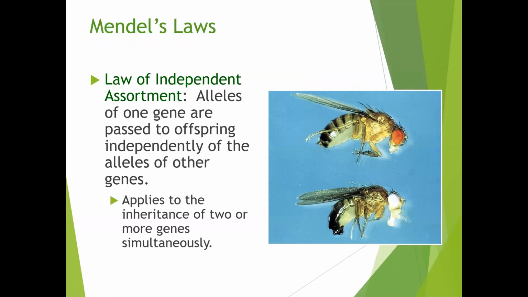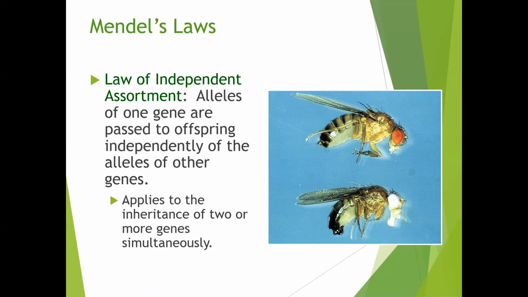The other law that Mendel came up with was something called the law of independent assortment. We would see this more if we were going to do dihybrid crosses, which I'm not going to make you do. But what this means is that two genes are going to assort separately from each other. They do not influence each other.